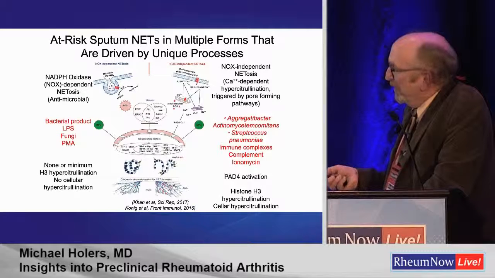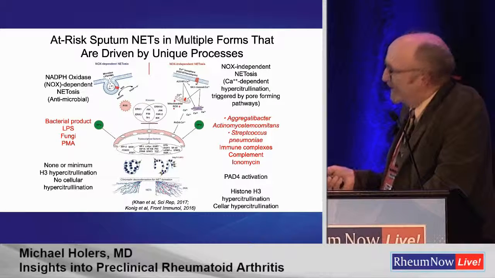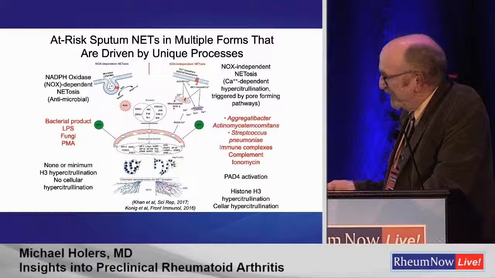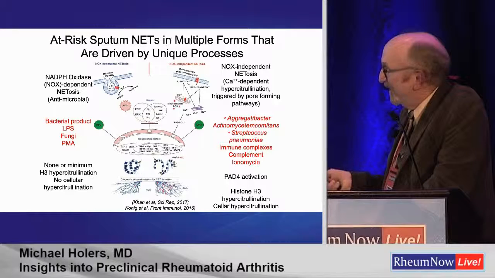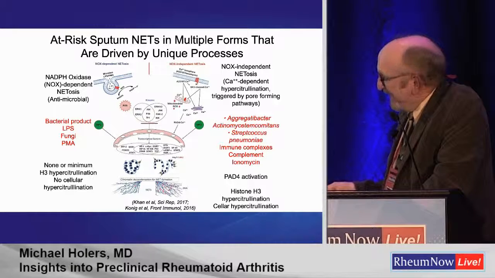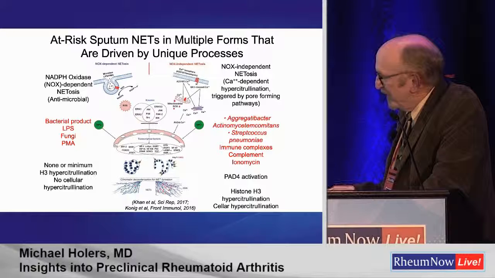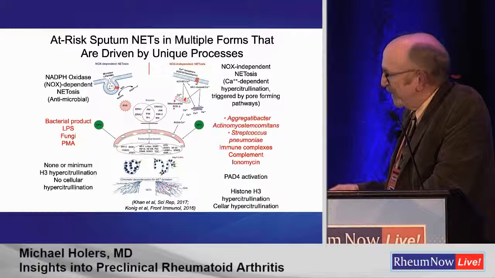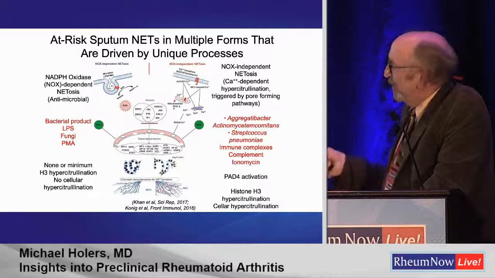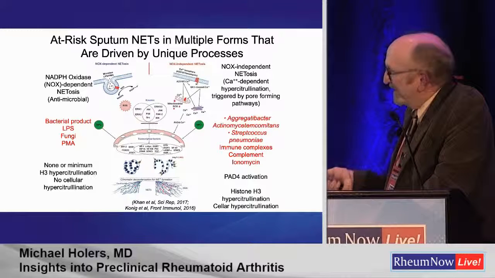So why are we interested in nets? Well, one of the major reasons we're interested in nets, as shown by this figure, is that they are associated with and have many citrullinated proteins that are released in these various nets. So they could be sources of antigen. There are a number of important processes, including bacteria, immune complexes, and complement that will drive this.